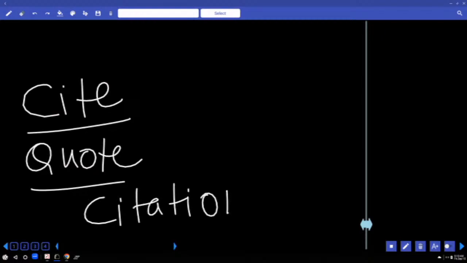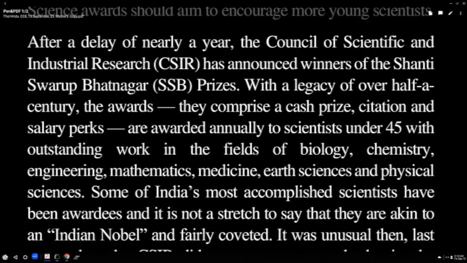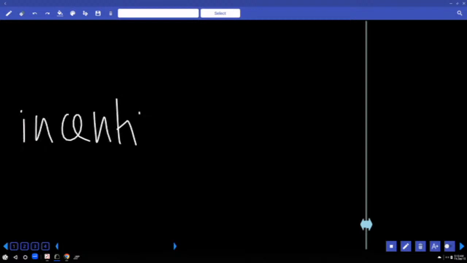When they give the award, usually they mention why the award has been given, what work the scientist has done, and why he deserves that award. Everything is written, that is called a citation. Prize comprises what? A cash prize, citation, and salary perks. Have you underlined the word perks? What does it mean? Write the word incentives.